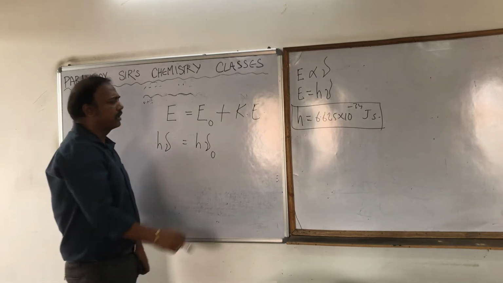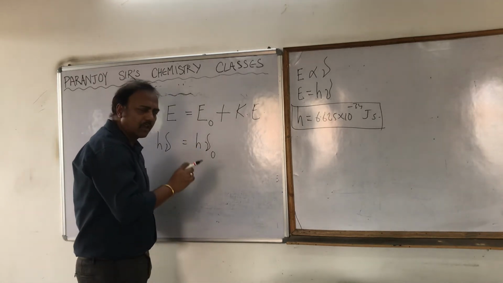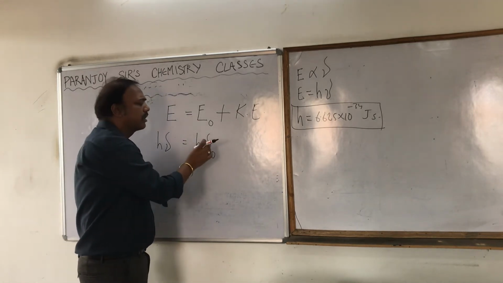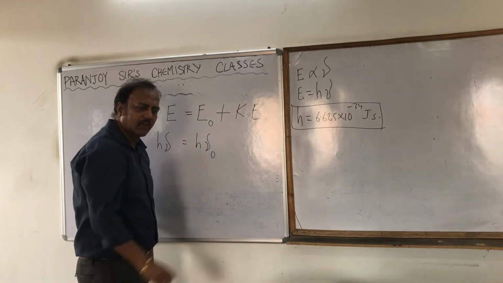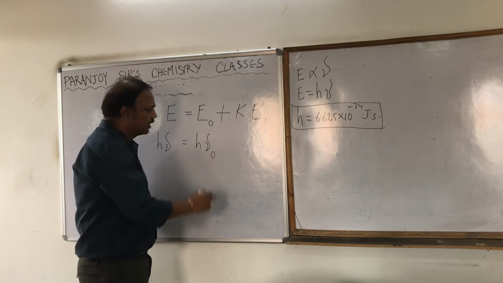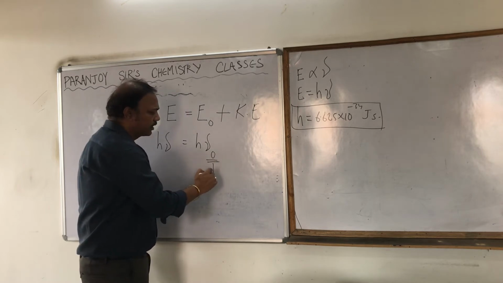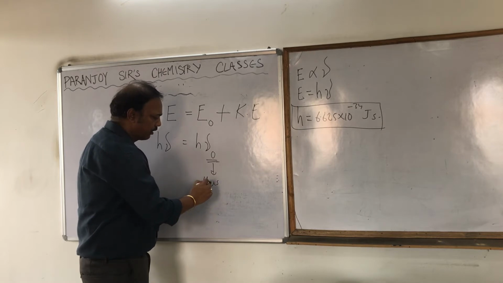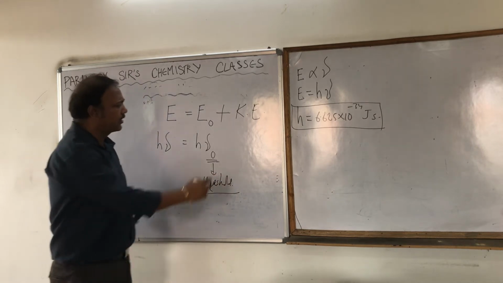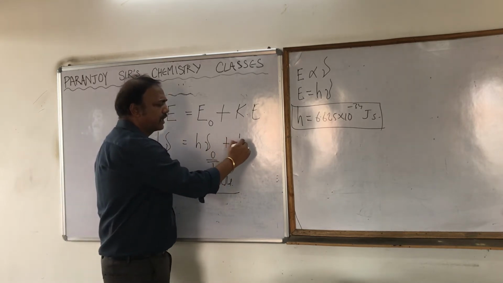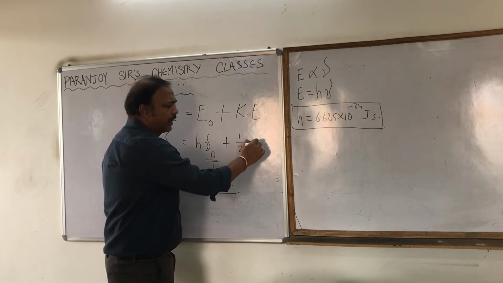Nu 0 is the minimum frequency of the photon, which is responsible for taking out the electron or just loosening up the electron. This minimum frequency is called threshold frequency. Threshold frequency plus kinetic energy. What is kinetic energy? Half m v square.